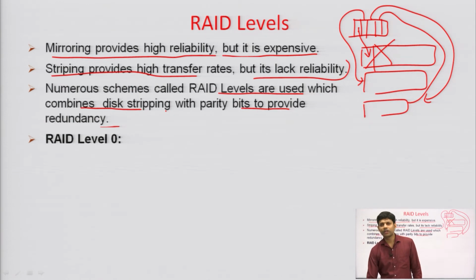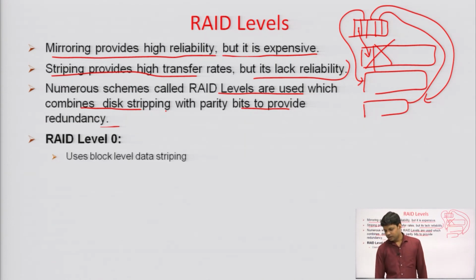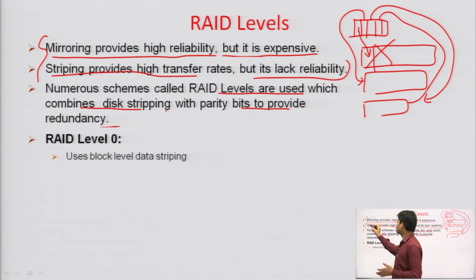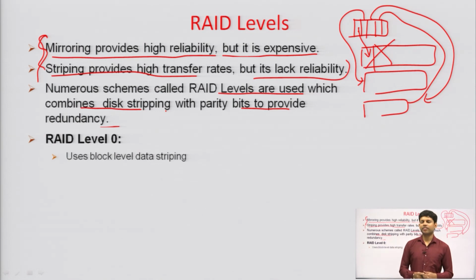So let's see what is the first level of RAID. RAID level 0. So what is RAID? RAID is combining all those. What are these RAID levels? To combine both the things. First is your mirroring and then striping, and we'll see different types of RAID levels which are using the combination of both the mirroring and the striping.